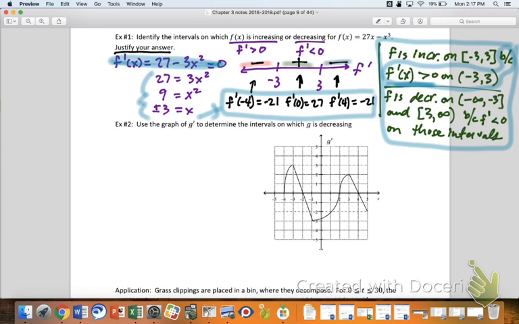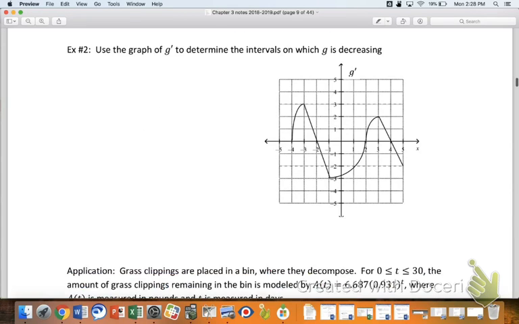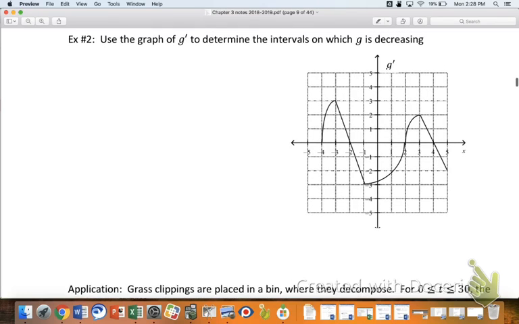Okay, I want you guys to take a look at example number 2 now. If you guys would, again, try this on your own or with a friend. Either way works for me. I'll read it out loud to you. Hopefully you'll get the stuff you need from this. Use the graph of G prime to determine the intervals on which G is decreasing. And notice I've labeled that graph with a G prime.